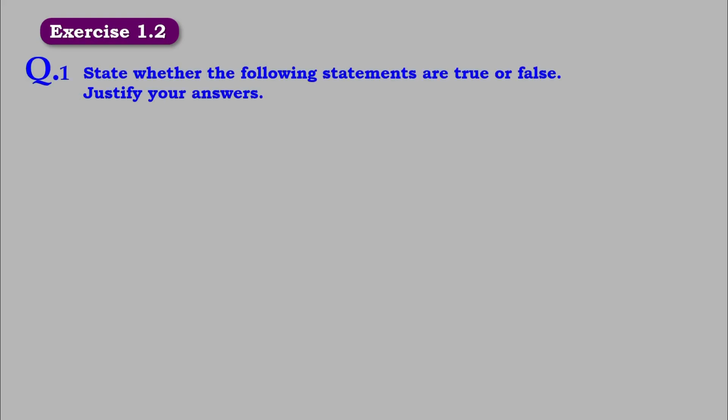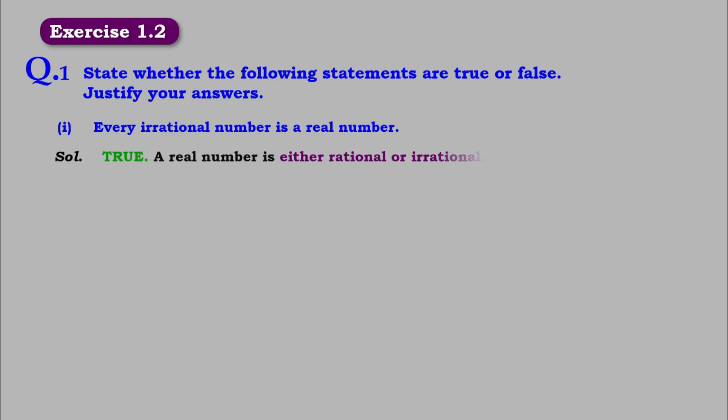Now another problem. State whether the following statements are true or false. Justify your answers. Every irrational number is a real number. So let us take a look. We know that a real number is either rational or irrational. So it is obvious that an irrational number is a part of the real numbers. Basically, the real numbers are a superset of the rational and irrational numbers. So this is a true statement.